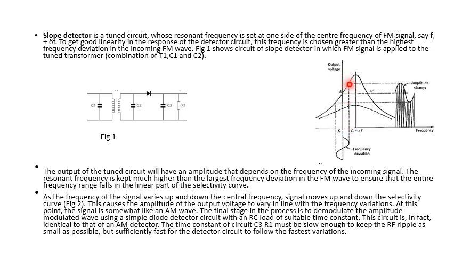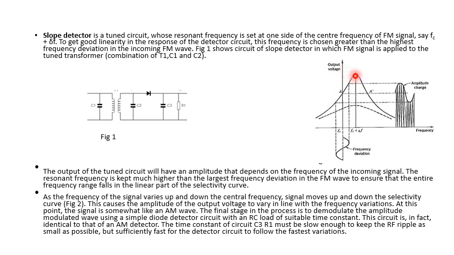and it is done in order to keep the entire frequency variation of the FM wave on the linear portion of the selectivity curve, because we know that during or around the peak of the selectivity curve, there is a drastic change in the curvature of the curve. So if we keep the resonant frequency around the highest frequency of the FM wave, then the curve will not be linear in this portion.